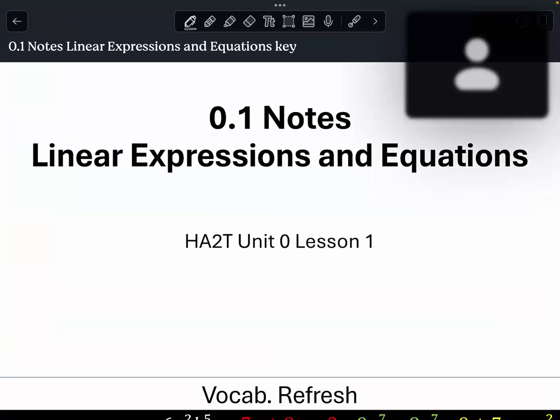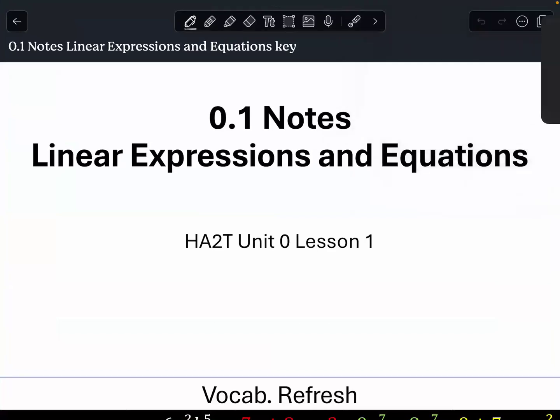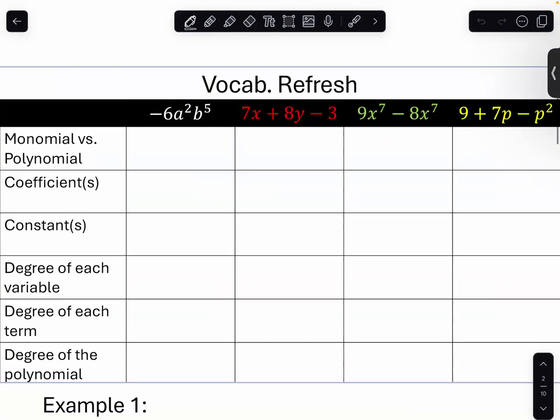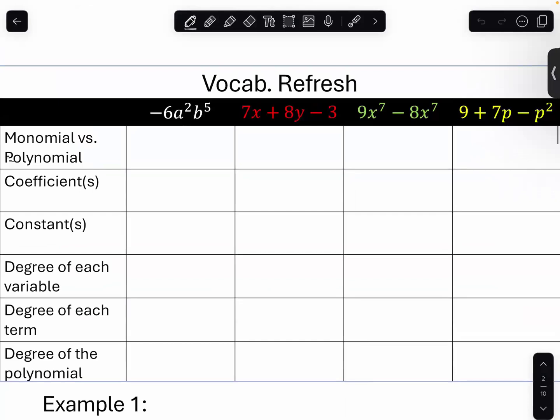All right, so we are going to begin with our notes for Unit 0, our summer work. We're first going to talk about linear expressions and equations. Some of this is going to be review for you. Some of it's going to be looking at problems in a more interesting way.